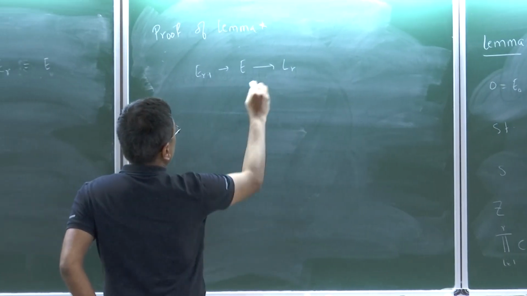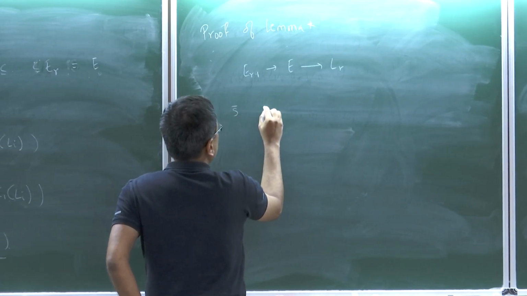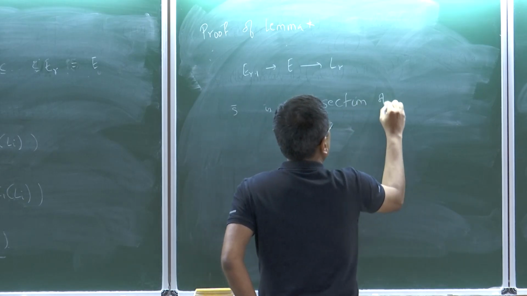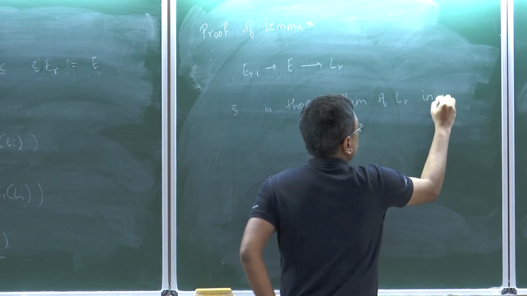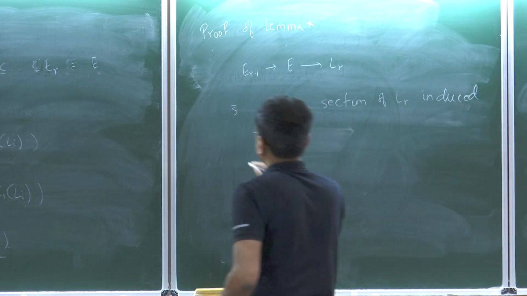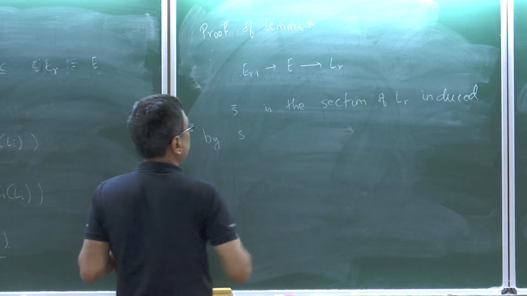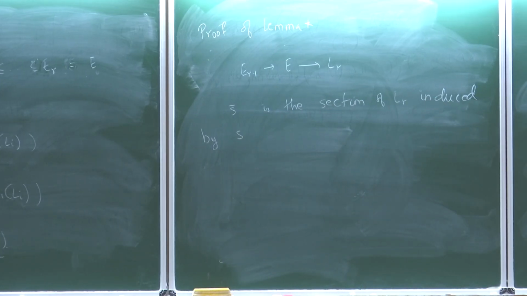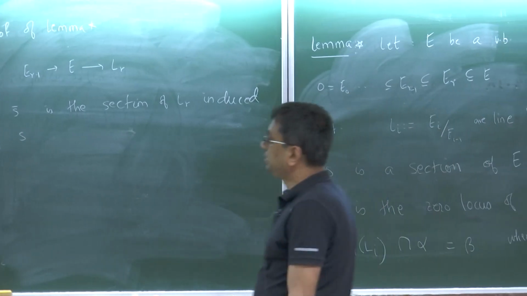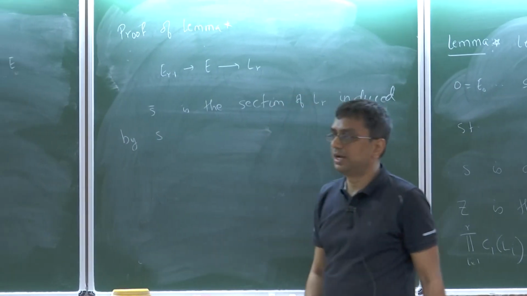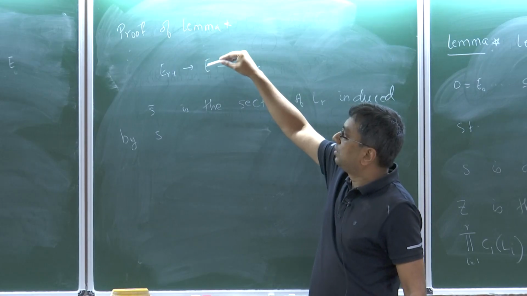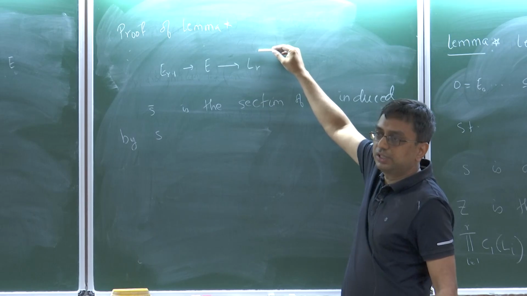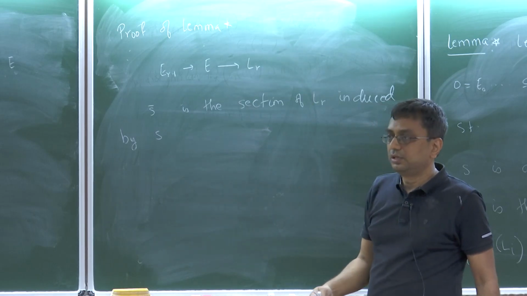So E maps to LR. Let's say S bar is the section of LR induced by S. So what can you say about the zero locus of S and the zero locus of S bar? I have some section here, then the vanishing locus of that, as compared to the vanishing locus of the induced section of LR. What can you say? Which containment?